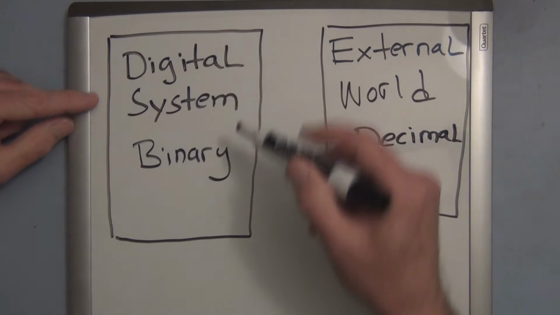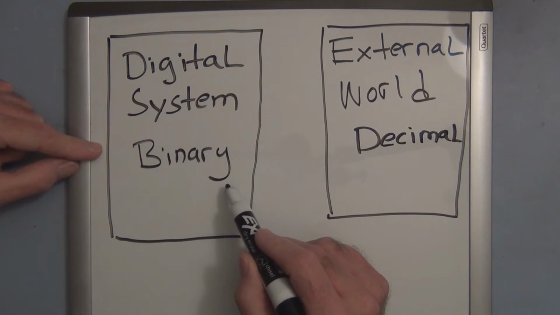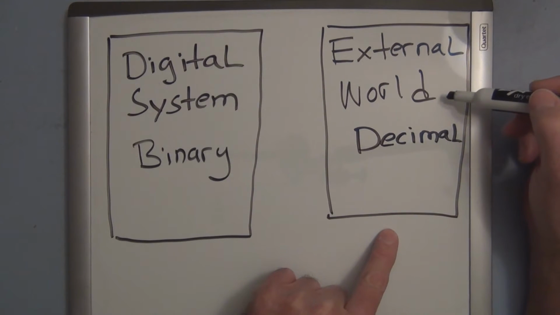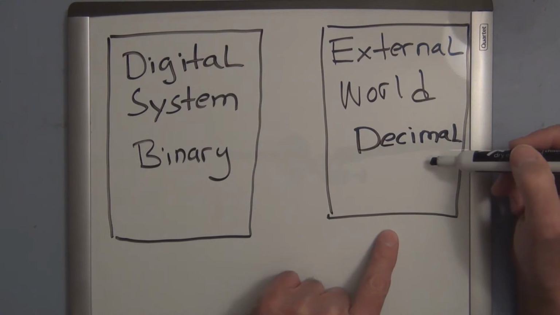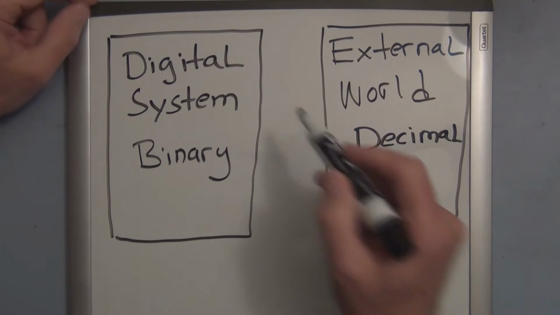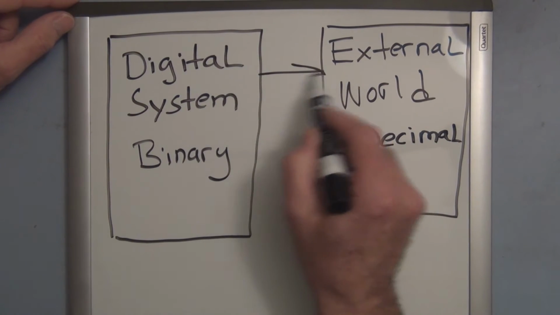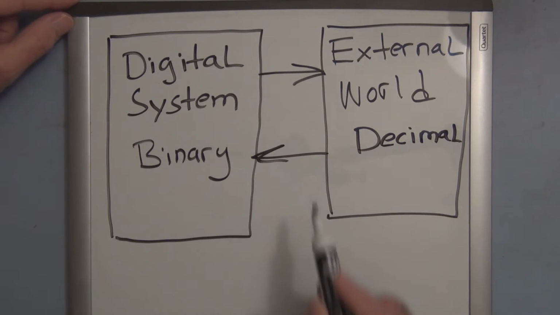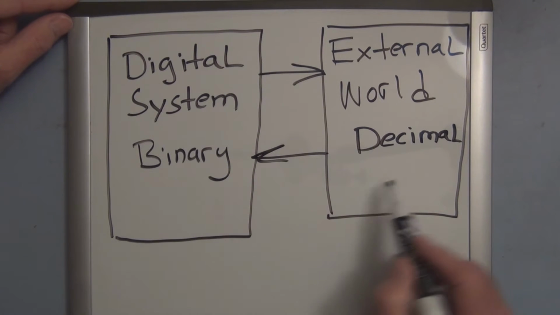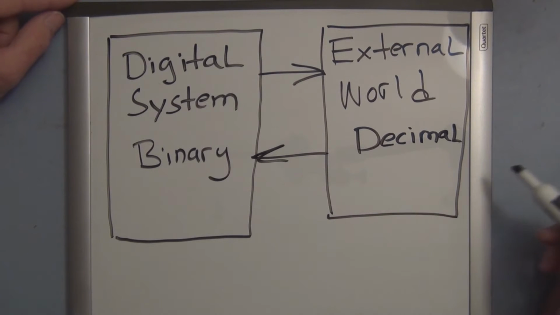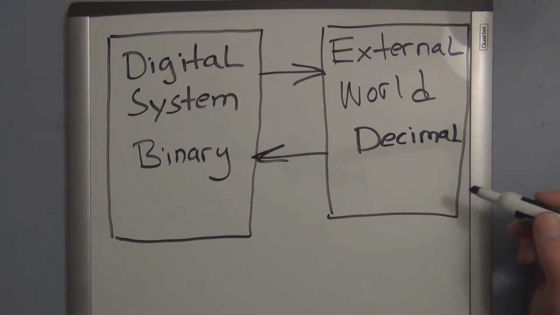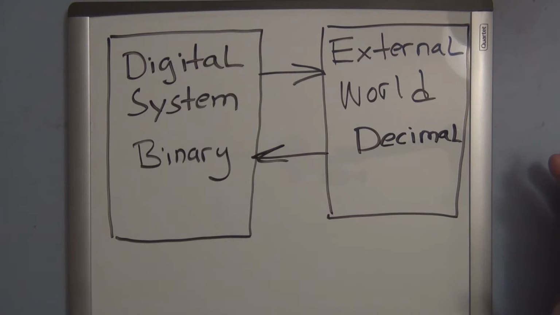So in a digital system, we have some form of binary number system. And then we have the external world where we have decimal for the most part. And we're going to be having a constant conversion back and forth between the binary number system and the decimal number system. Now we've shown in the past that if we have a really large decimal number, it gets quite complicated to convert that into binary.